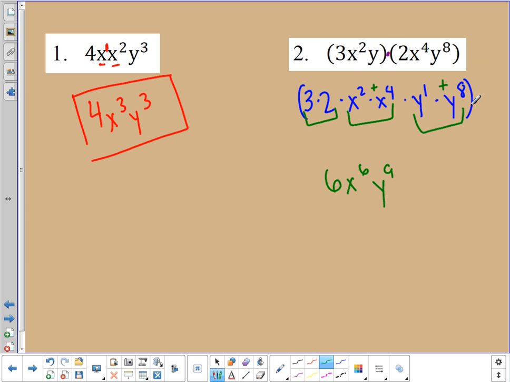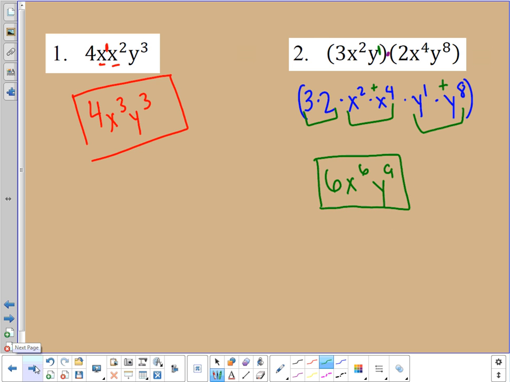Now, one common mistake that I see people make is they forget about that power of 1 and they don't add it to the 8. So I have to actually make sure that I account for that power of 1 and combine it. That's my simplified form. No fraction to reduce, only one x, only one y, everything's simplified.